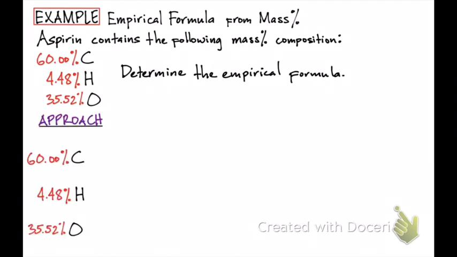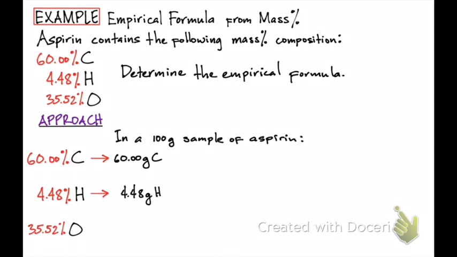So again, we have 60% carbon, roughly 5% hydrogen, and roughly 36% oxygen. What you can do here is imagine that you have a 100 gram sample of aspirin. If it consists of 60% carbon, that means that in a 100 gram sample, you have 60 grams of carbon, 4.48 grams of hydrogen, and so on and so forth.